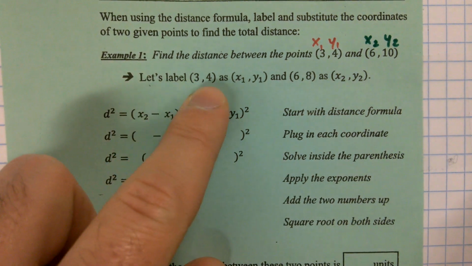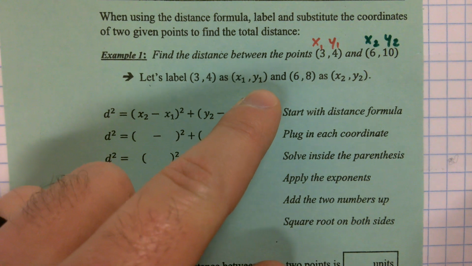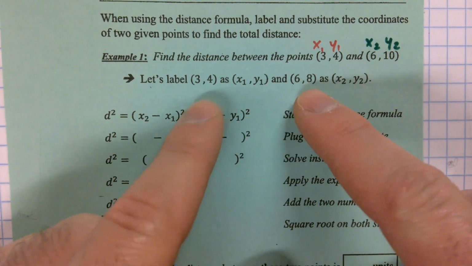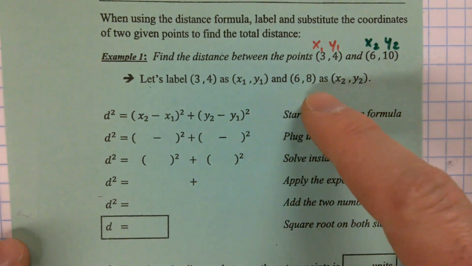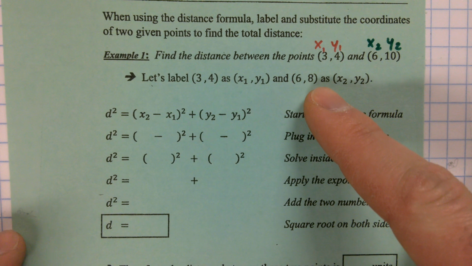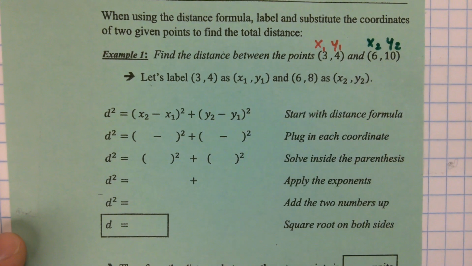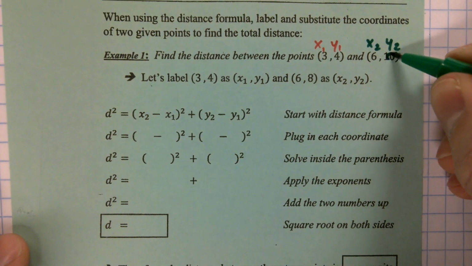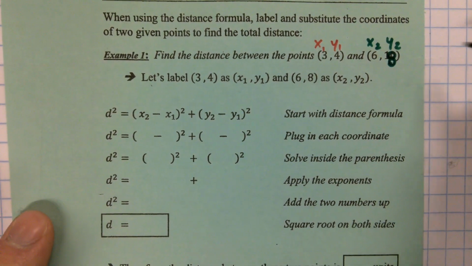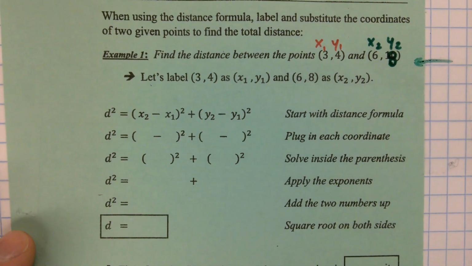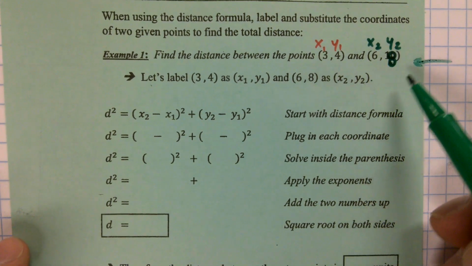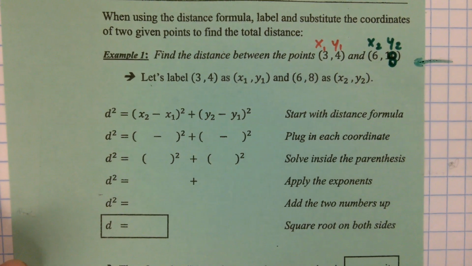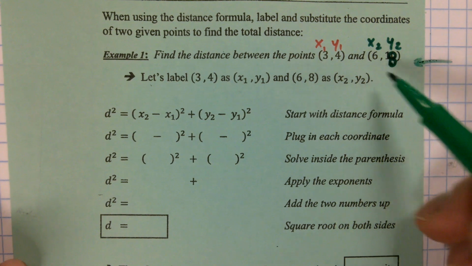So we'll label 3, 4 as x1, y1, 6, 8. That's not the right number. What happened there? Which one is it supposed to be? Yeah, this one is supposed to be an 8 up here. Go ahead and change that real quick. This 10, y2 is supposed to be an 8. Don't know how I messed that up, but things happen. So change that 10 to an 8 for me real quick.